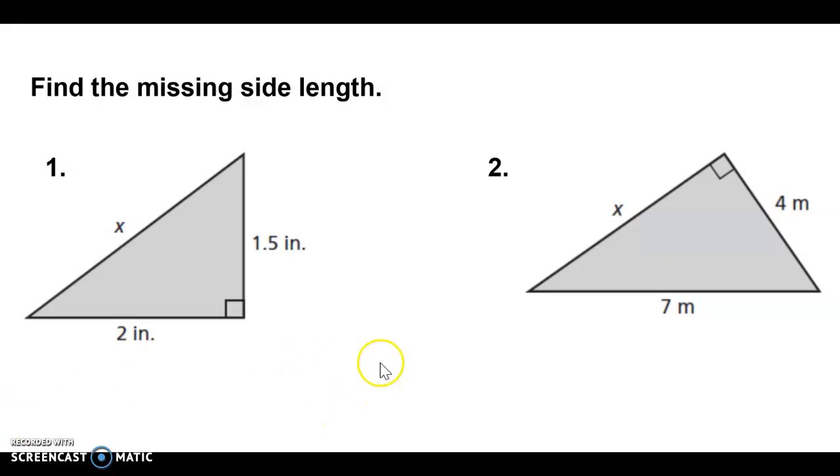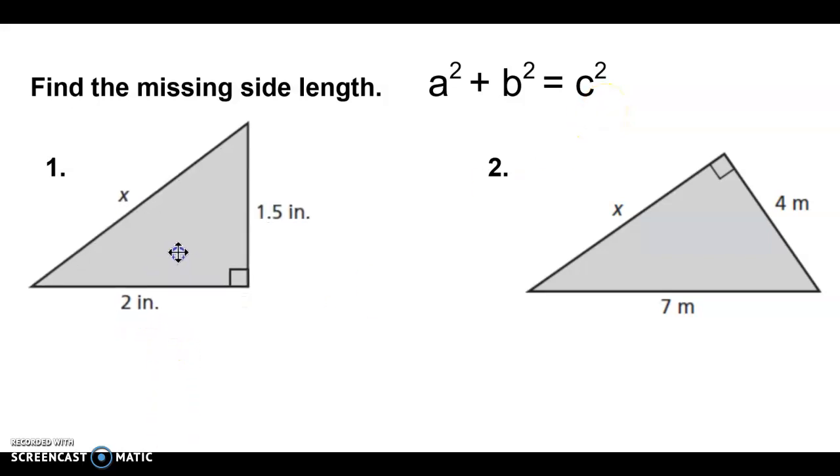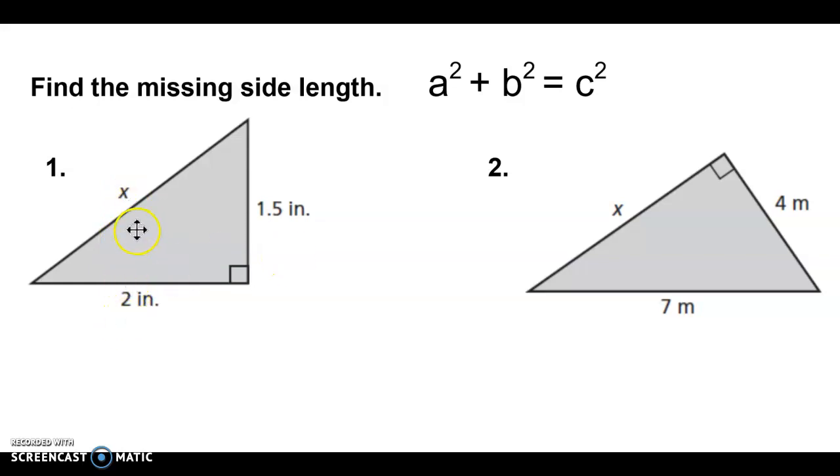So if we remind ourselves what the Pythagorean theorem is, it just tells us that the sum of the squares of the sides of a right triangle equal the square of the hypotenuse. So if I square each of the short sides and add them together, that sum should equal the square of the long side. So we can use the Pythagorean theorem, a squared plus b squared equals c squared, to solve for these missing values. If I look at this first problem, x is the long side, so that's the hypotenuse.